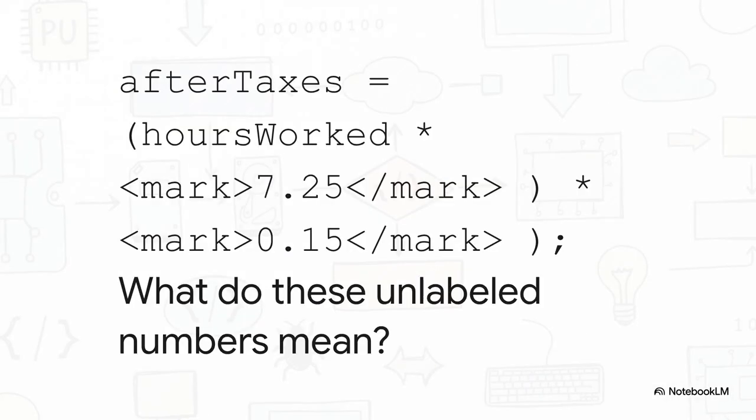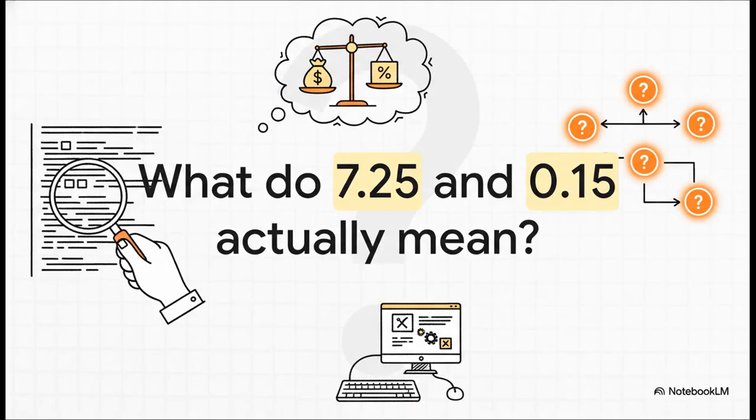Take a look at this line of code. I mean, we can probably guess it's calculating something about taxes and work hours, but where did 7.25 and 0.15 come from? What on earth are they? Right? What do they actually represent? Is 7.25 the hourly wage? Is 0.15 a state tax? A federal tax?